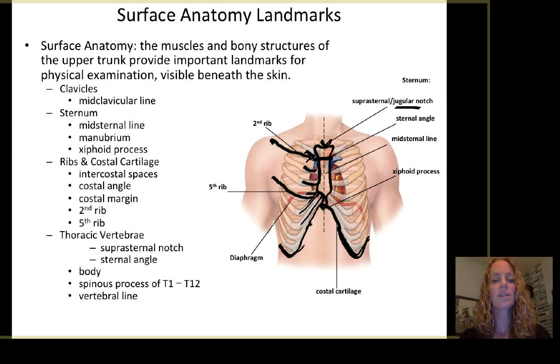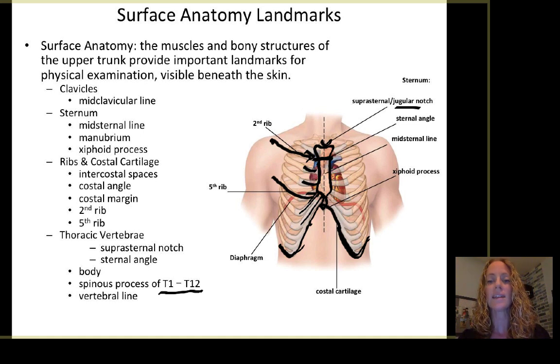On the posterior side, you will find the thoracic vertebrae. Particularly if you run your fingers down the back of your neck, you'll feel the spinous processes of the vertebrae, the most prominent of which is C7. Just below C7 is the T1 vertebra, and you can then count T1 to T12 to find landmarks on the posterior side.